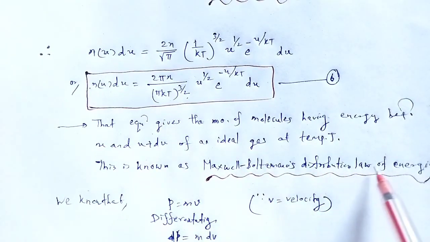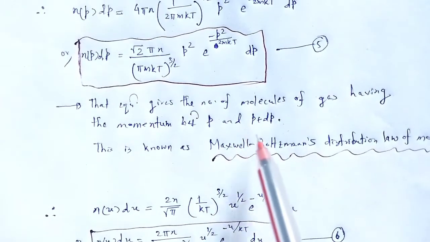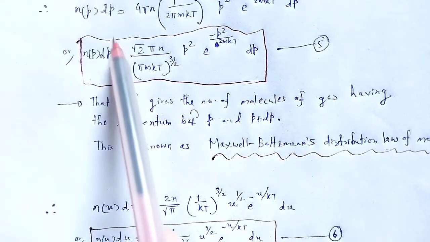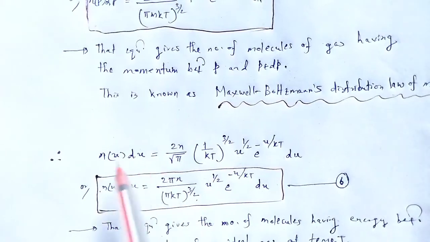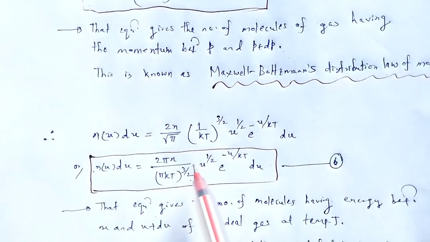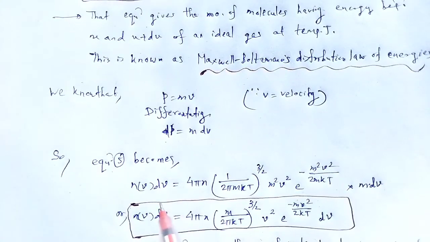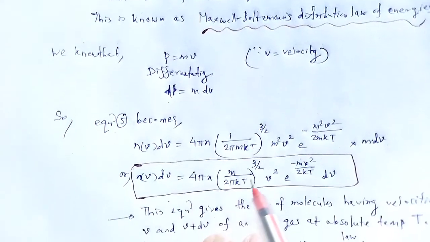This is the Maxwell-Boltzmann distribution law of energies. This is the Maxwell-Boltzmann distribution of momenta, N(p) dp, the number of particles in the momentum range. N(u) du is the number of molecules in the energy range. That is N(v) dv, the number of molecules in the velocity range.